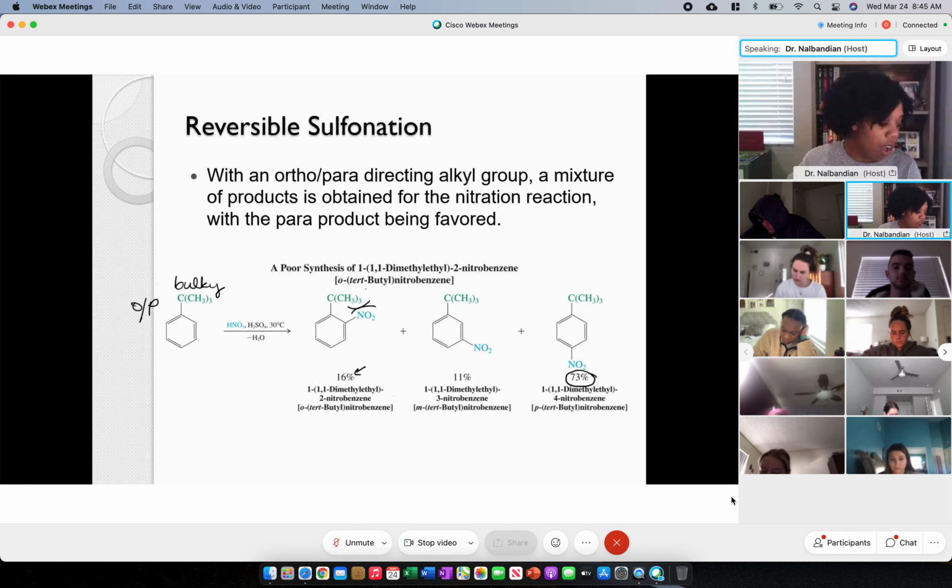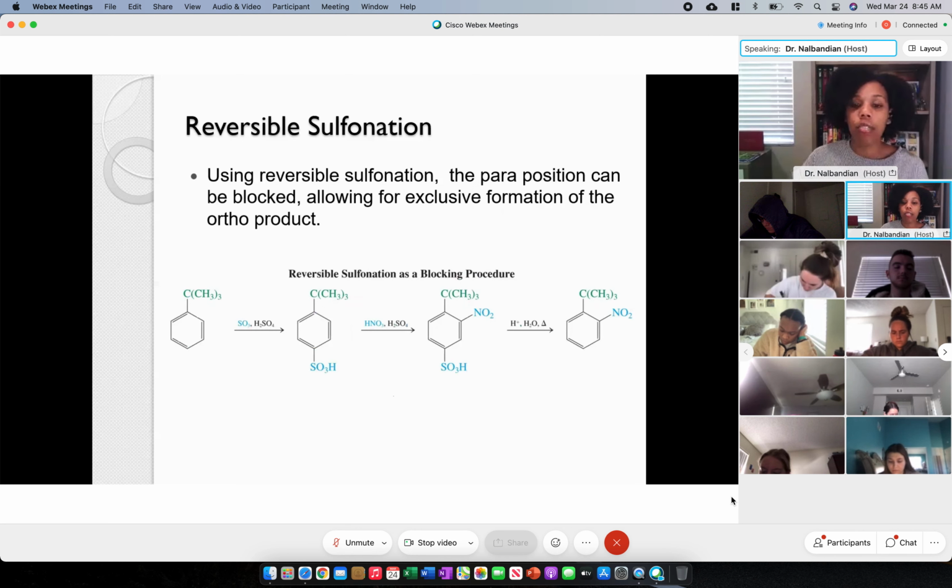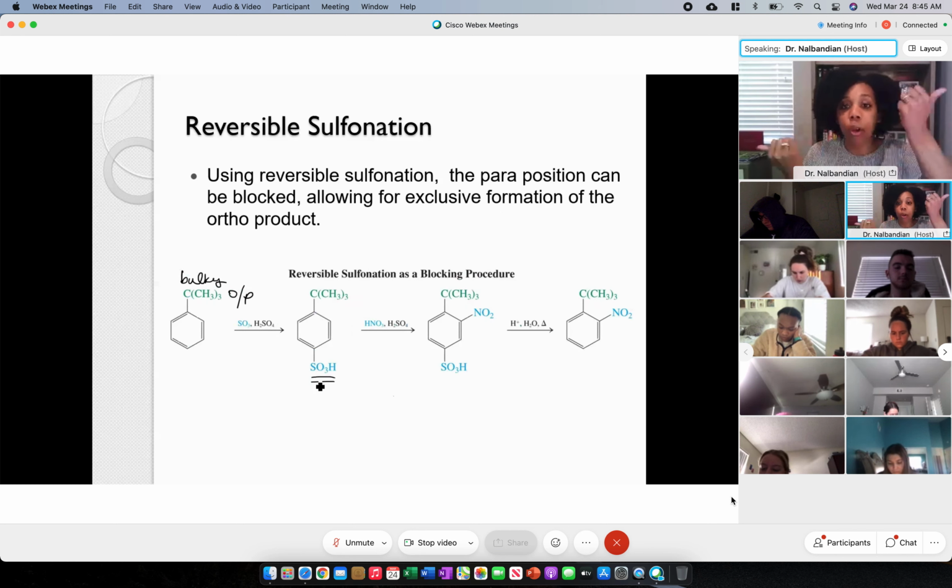But what if you want the product that's ortho disubstituted? What if you want the ortho product? You only get 16% yield, so how can we increase the yield? Well, we can do this multi-step process. So we have our bulky group here, but it's an ortho-para director. When we do this next step, a sulfonation, now we can add this sulfonyl group. It'll only add into the para position because these two are bulky. They want to stay as far away from each other as possible.